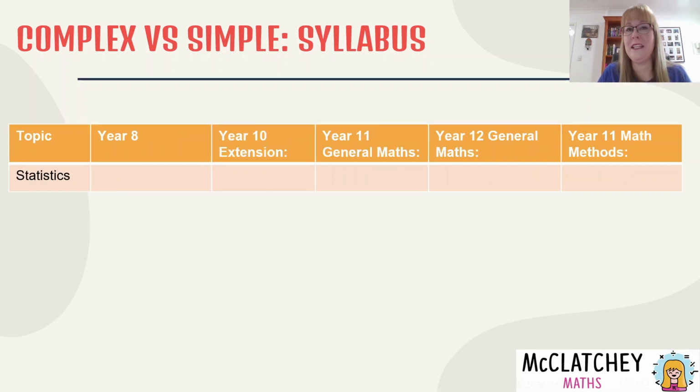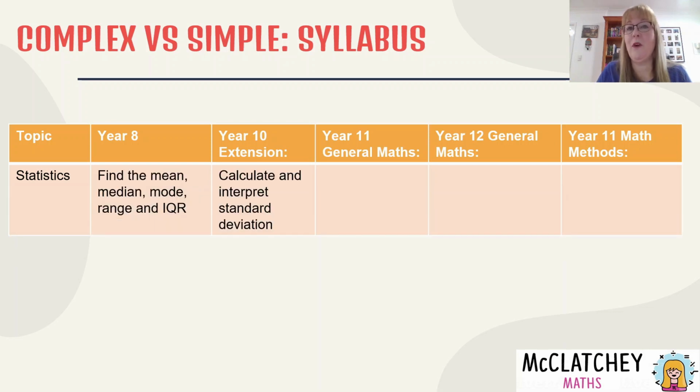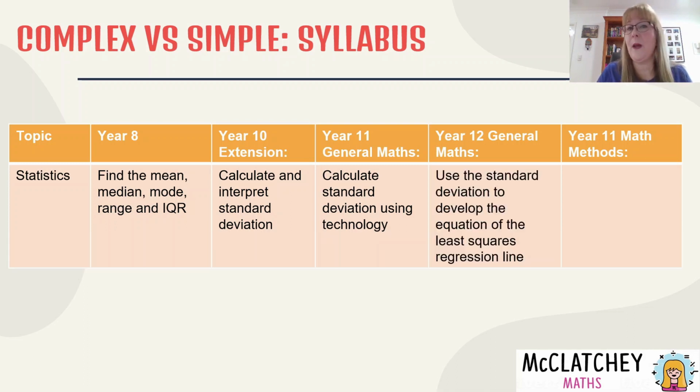Let's think about statistics. If I was in grade 8, I'm expected to find the mean, median, mode, range, and the interquartile range. But if I was doing year 10 extension prep methods, I'm also expected to calculate and interpret the standard deviation, and that's the same in year 11 general maths using technology. However, once I move into year 12 general maths, I'm expected now to use the standard deviation to develop a least squares regression line.